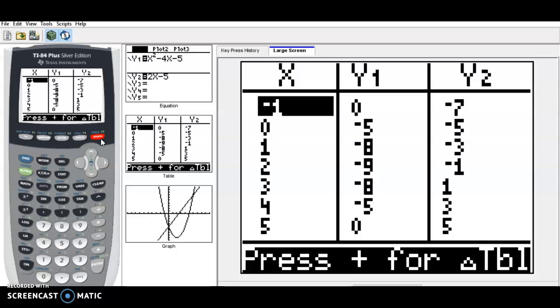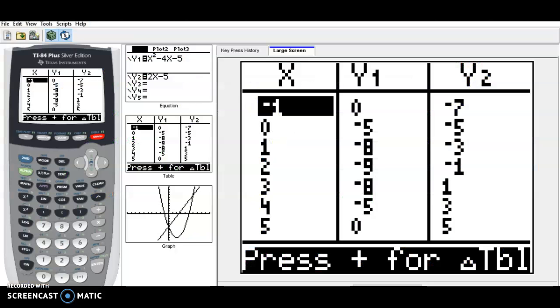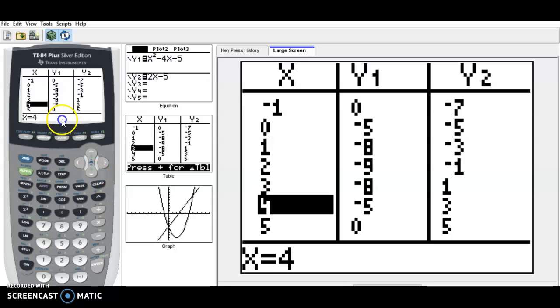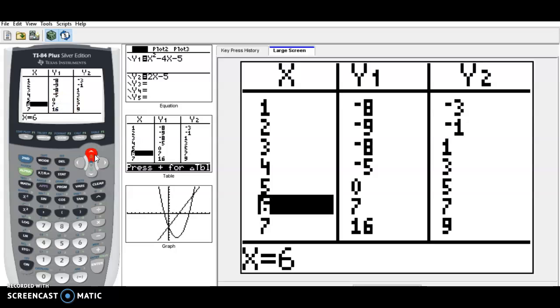Is there a second one? Not yet, right? Not yet. But we know where it happens. We know it happens somewhere in the positive x direction. So maybe we can do a little searching. And we search, there it is. It's at 6 and 7.